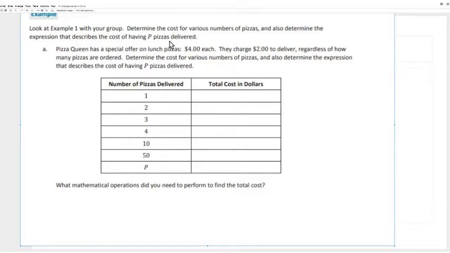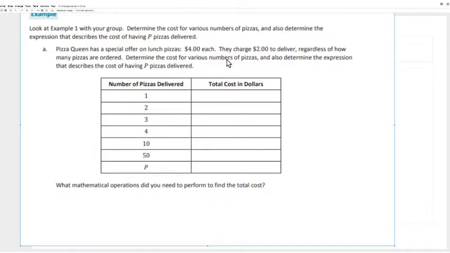It says Pizza Queen has a special offer on lunch pizzas, $4 for each. So remember, each word is a multiplication word. For every one that we buy, we have to pay $4. They charge a $2 delivery charge regardless of how many pizzas we have delivered. So each pizza is going to cost us $4, but they're going to add $2 for delivery no matter how many we order. Okay, so let's go through what we have.